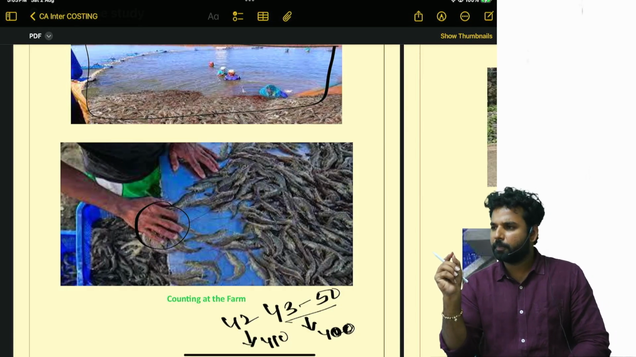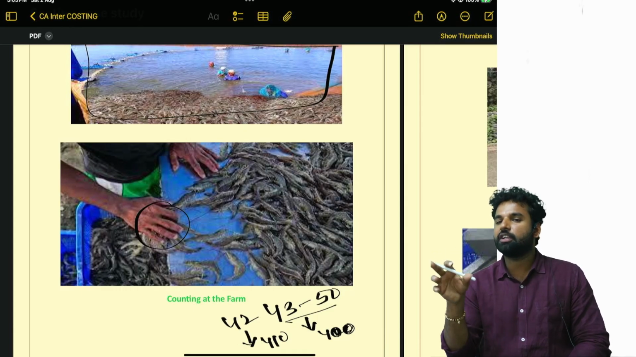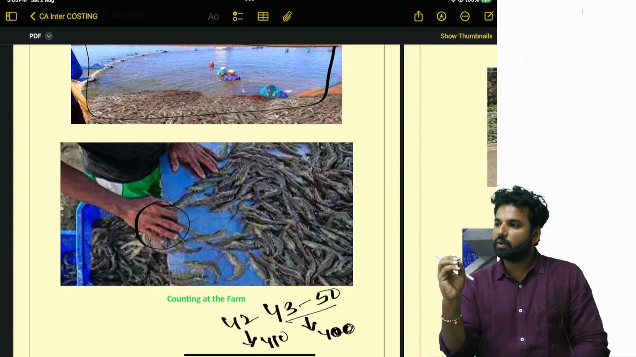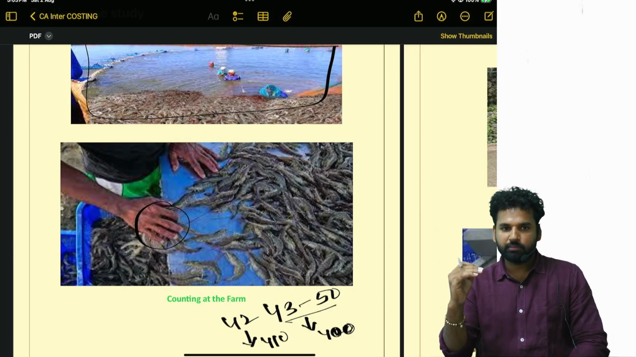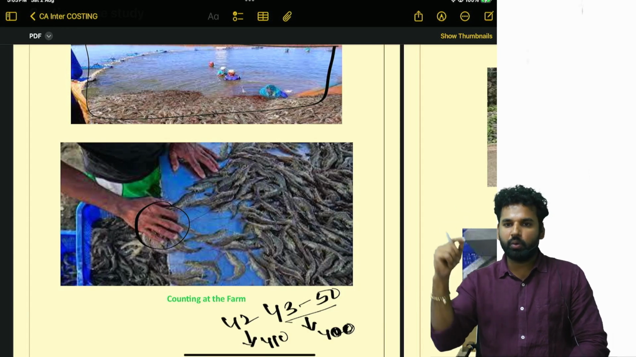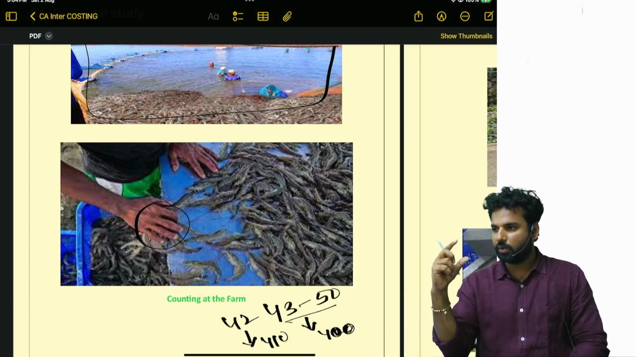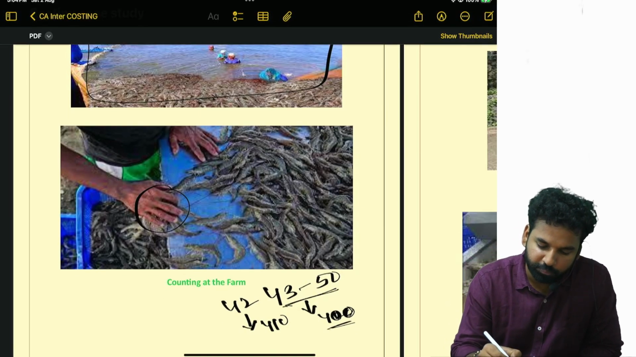What is the count? Count means what? How many number of pieces per kg. This is nothing but count. Okay, so more number of pieces, less the cost. Fewer number of pieces, bigger the piece, higher the cost. If the size of the piece is lower, the cost is lower. Okay, so 43 to 50, the same rate.